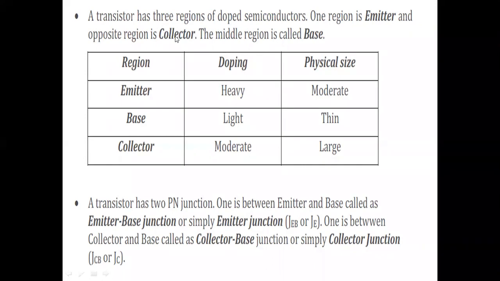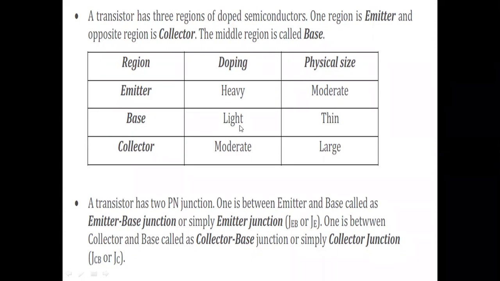A transistor has three regions of doped semiconductors. One region is the emitter and the opposite region is the collector. The middle region is called the base. The emitter should be heavily doped, and the physical size is moderate, not big, a medium size is required. It is going to emit.